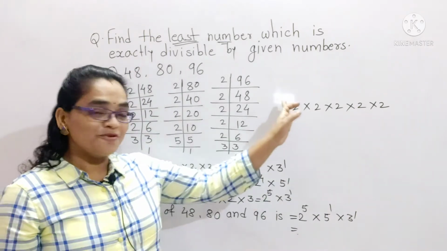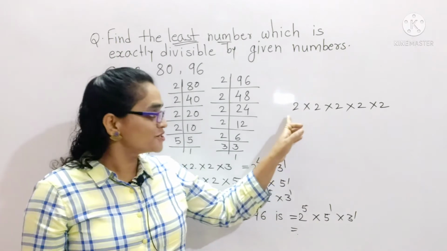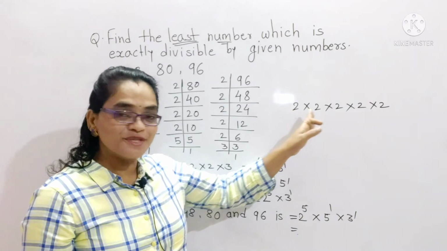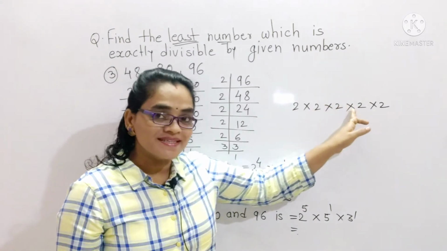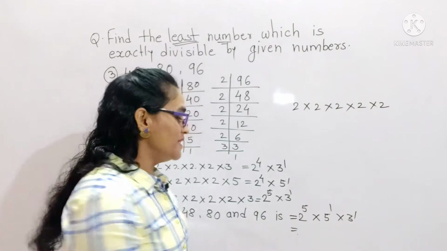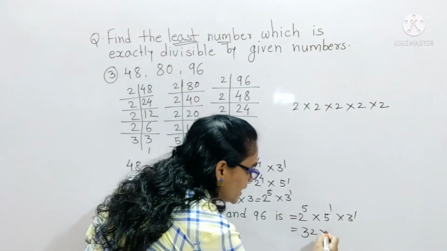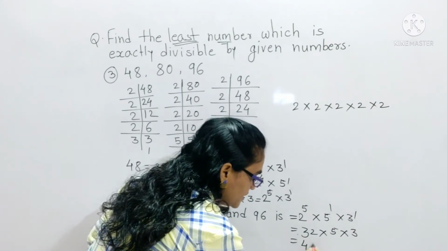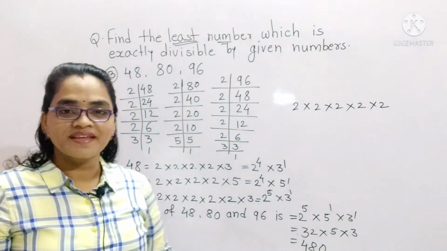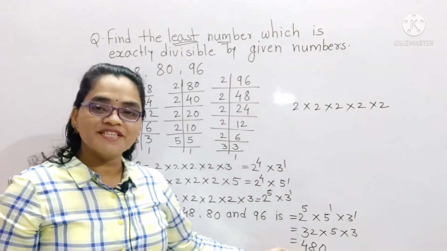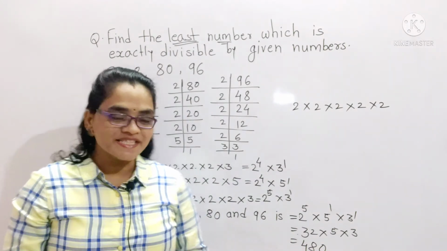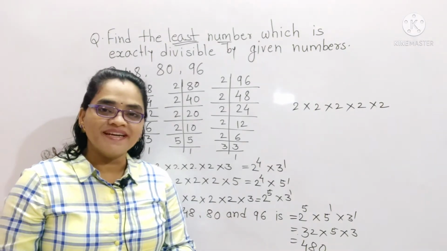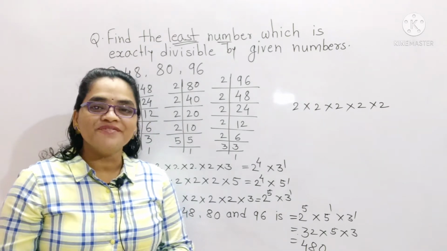So remember how to find the answer. 2 raised to 5 means 2 multiplied by itself 5 times. So find its answer: 2 2s are 4, 4 2s are 8, 8 2s are 16, 16 2s are 32. Means 2 raised to 5 is 32, so 32 into 5 into 3. And the answer we are getting is 480. After multiplication we are getting the answer 480, means LCM of 48, 80 and 96 is 480. Okay.